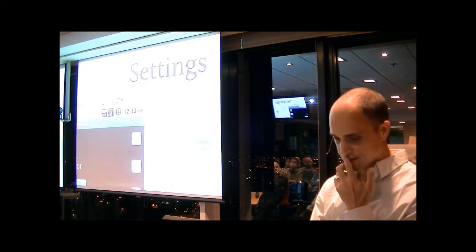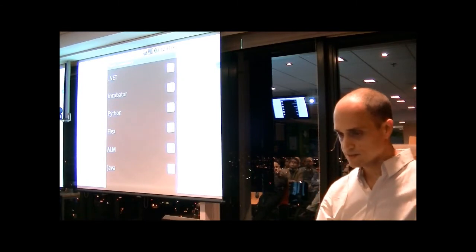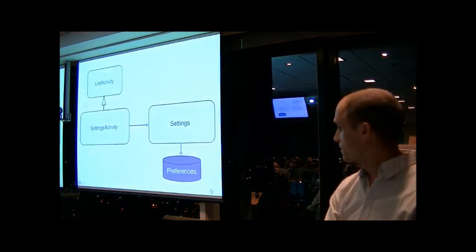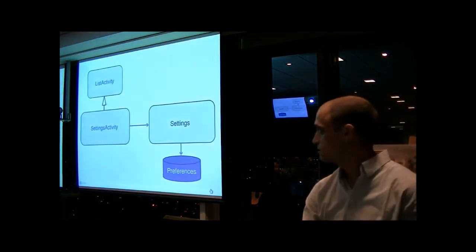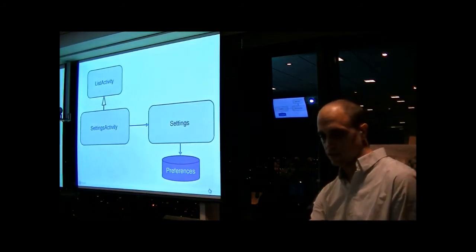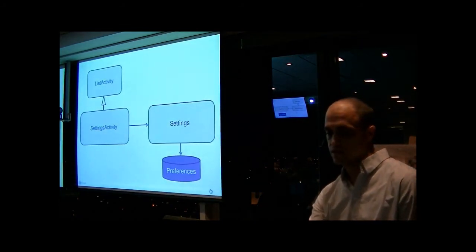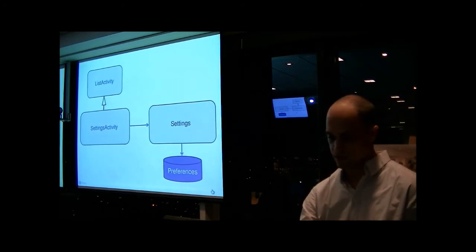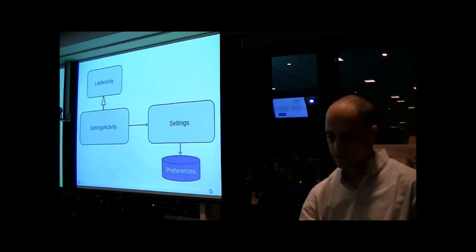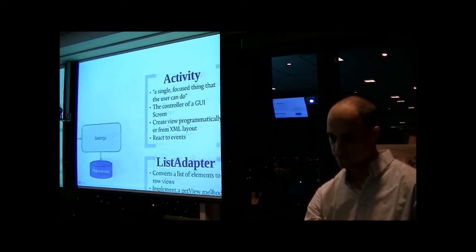So the first screen is the settings screen. The class diagram is that we have a settings activity, which extends list activity. And it uses a settings class to retrieve the list of groups that the user selected from the preferences store.